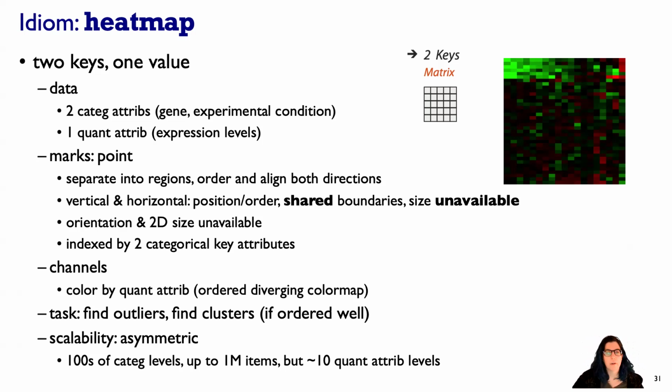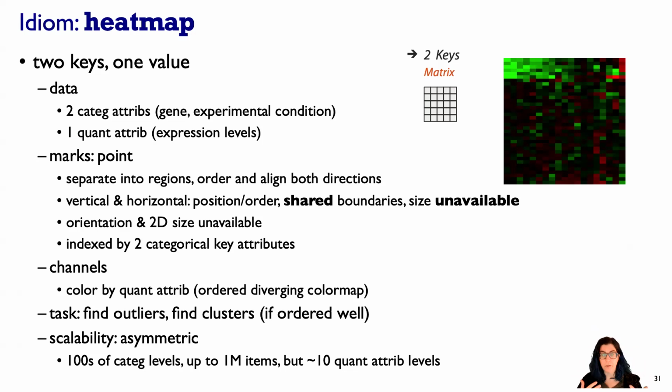Now, we're going to think of these as point marks where we've separated into regions and then we're ordering and aligning both ways. So both vertical and horizontal have a position that means something. It's like the index you use to look that up. So they have shared boundaries. The left of one is the right of the other. The top of one is the bottom of the other.